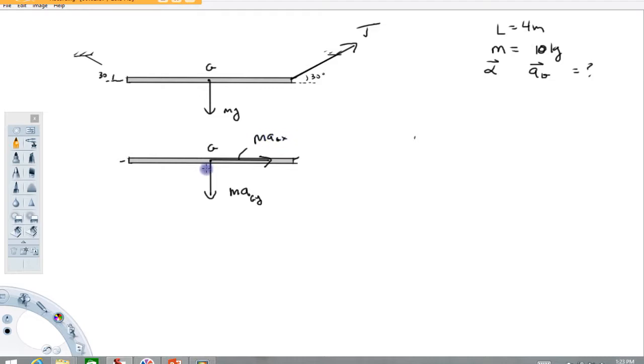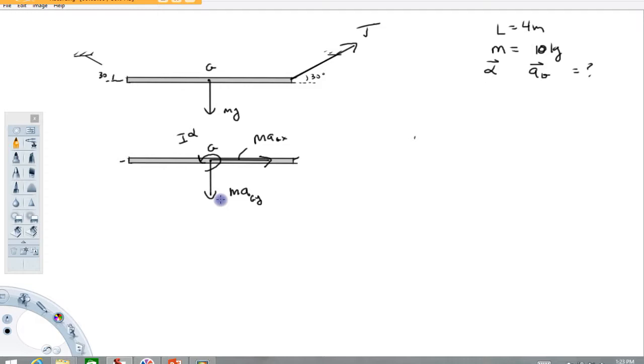In addition to that, this thing's going to start rotating faster and faster, so it's also going to have an I alpha term. So the kinetic part of the diagram has these three terms: MA sub GX, MA sub GY, and an I alpha term about the center. So there's our free body diagram for applying Newton's second law. Here's our picture with all of our forces. Here's our picture with the MA terms.